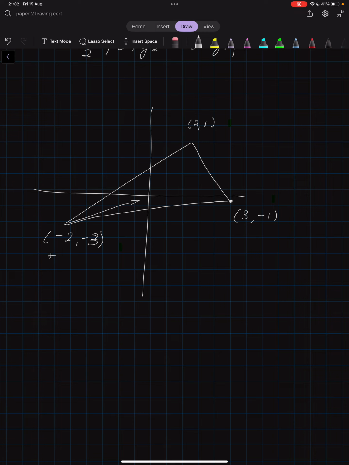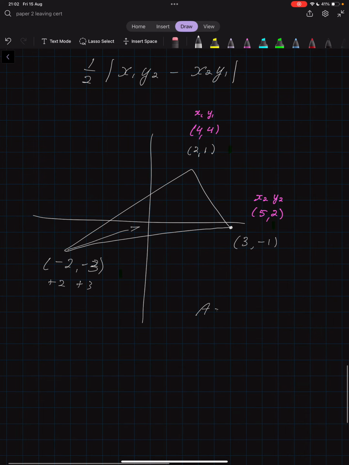So how do I drag it to 0, 0? I have to add 2 and add 3. So if I add 2 and add 3 to these points, I'll get 4, 4. I'll get 5, 2. So now this is my x1, y1. This is my x2, y2. Okay? So now the area, if you plug it into your formula, it's a half the magnitude. So x1 is 4 times y2 is 2, so it's 4 times 2, so it's 8, minus 4 times 5, 20. So it's a half the magnitude of minus 12.